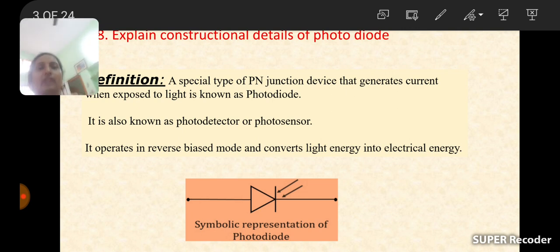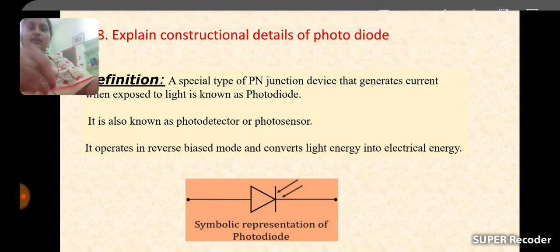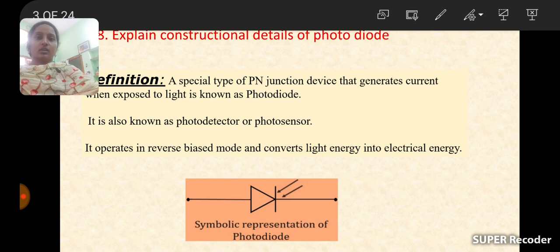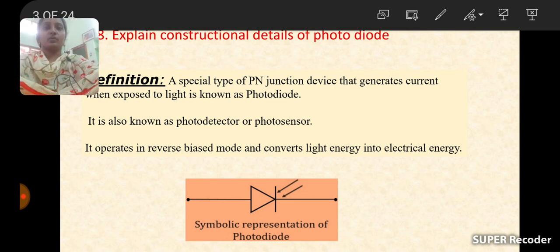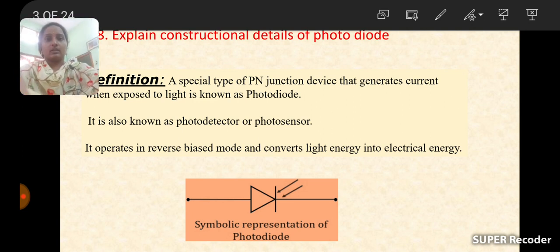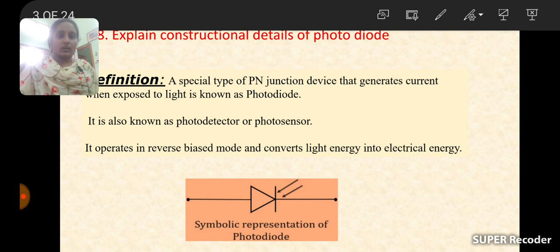So here these variable capacitance diodes are used to produce capacitance. Means in a variable capacitance diode, the diode acts like a capacitor, a variable capacitor. So how does the diode act like a capacitor, and under which condition? Under reverse bias condition it acts like a variable capacitor.